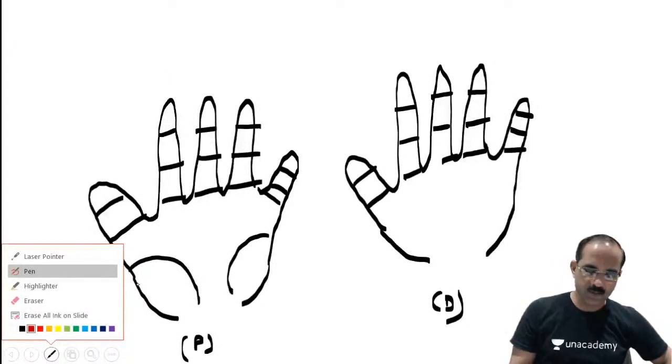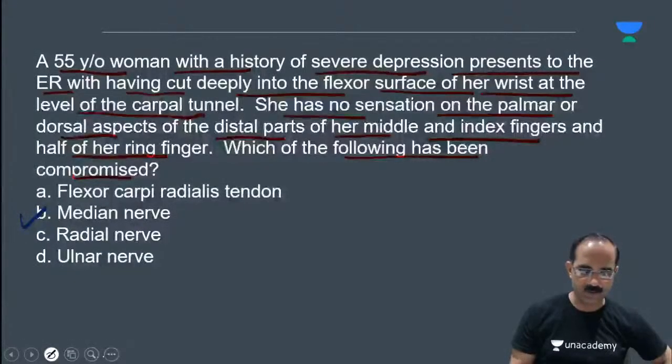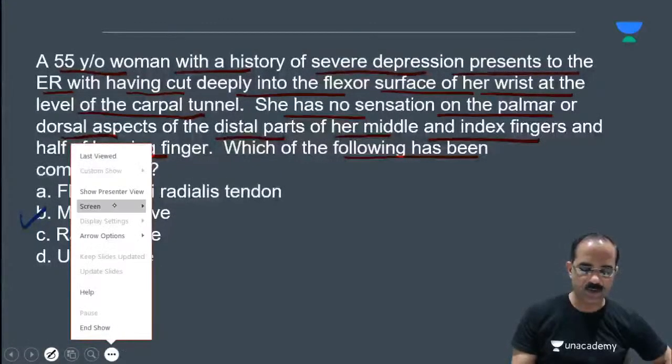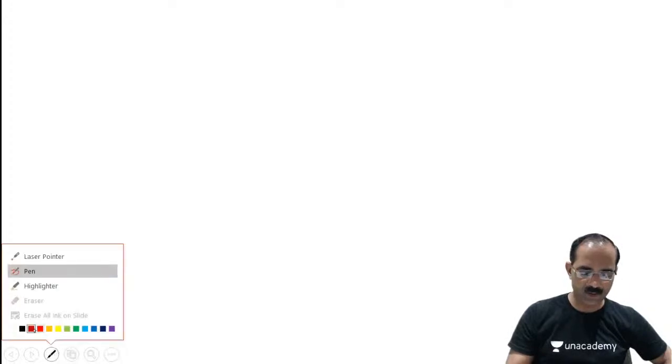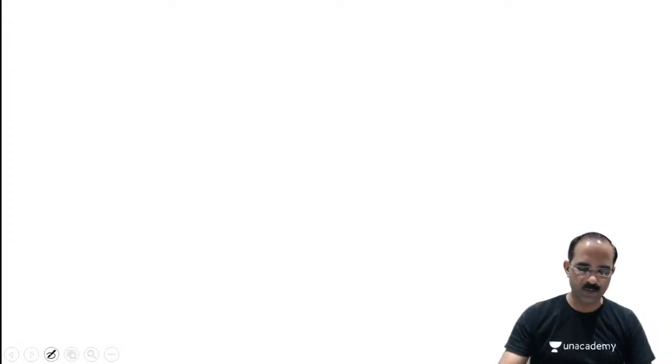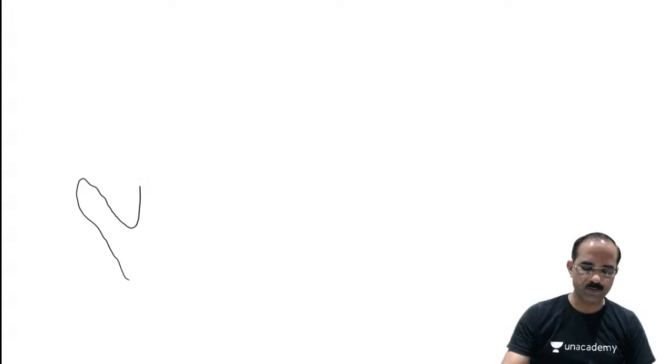Bolo. This is the palmar cutaneous. Oh my god. This is gone. I'm so sorry. Who supplies the skin over the thenar eminence? Ek minute, I'll quickly draw this. If you know, you answer till that time, I'll quickly draw this for you. Now this is gone.